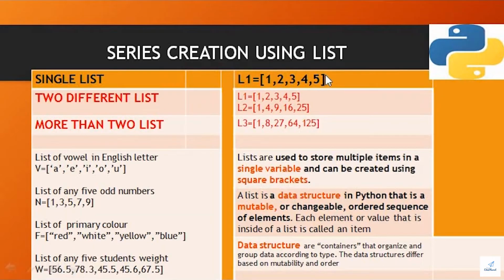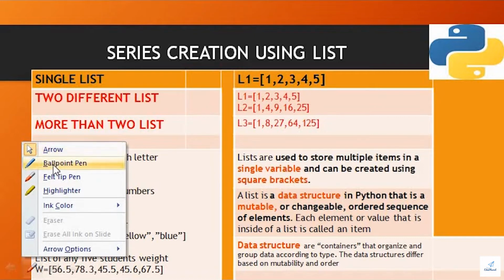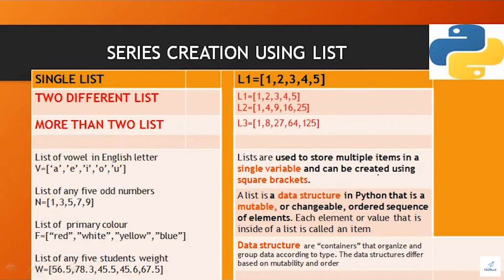The next is series creation using a list. How can we create the series using a list? There are different methods of creating a series. First is the list, as per your syllabus. So what is a list? Lists are used to store multiple items in a single variable and can be created using square brackets. Whenever you are representing a list, it must be within square brackets. The square brackets indicate that the data written within them is a list.